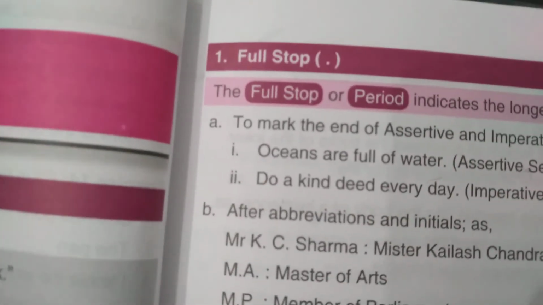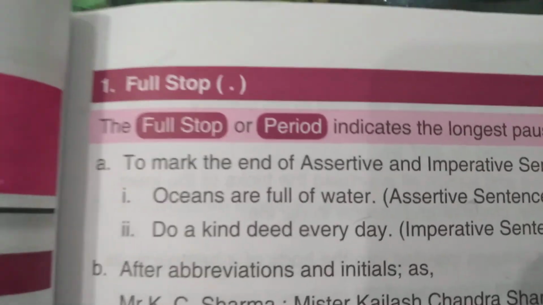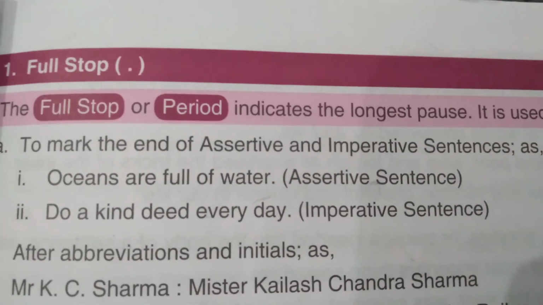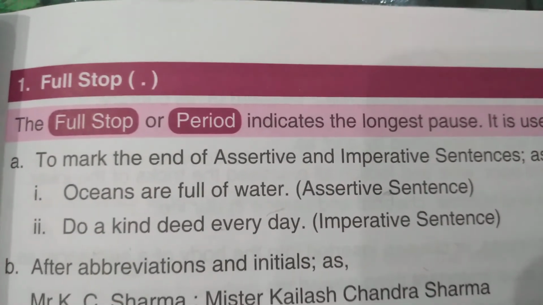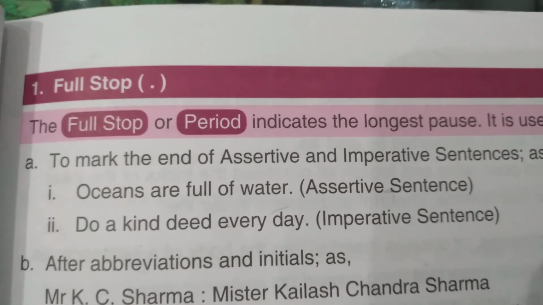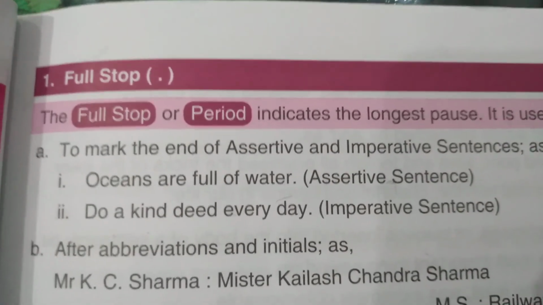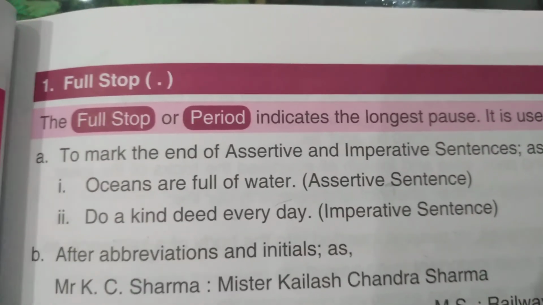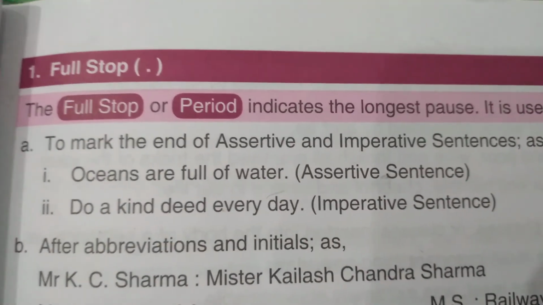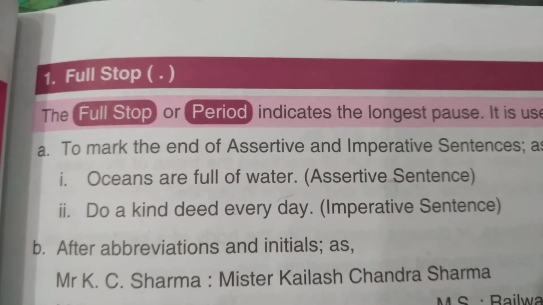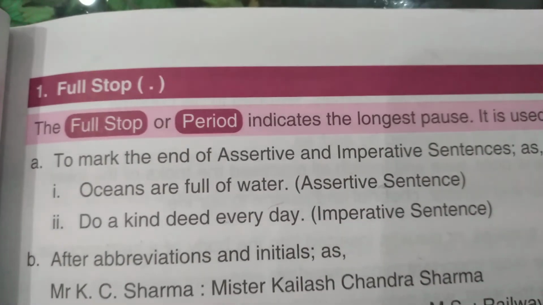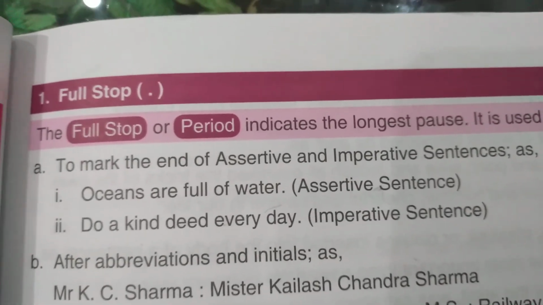So, the first one is full stop, and it is also known as period. It indicates the longest pause in a sentence, and it is used to mark the end of assertive and imperative sentences. Positive and negative sentences are known as assertive sentences. For example, oceans are full of water. And imperative sentences, the sentences which show advice, command or request, are known as imperative sentences. For example, do a kind deed every day.